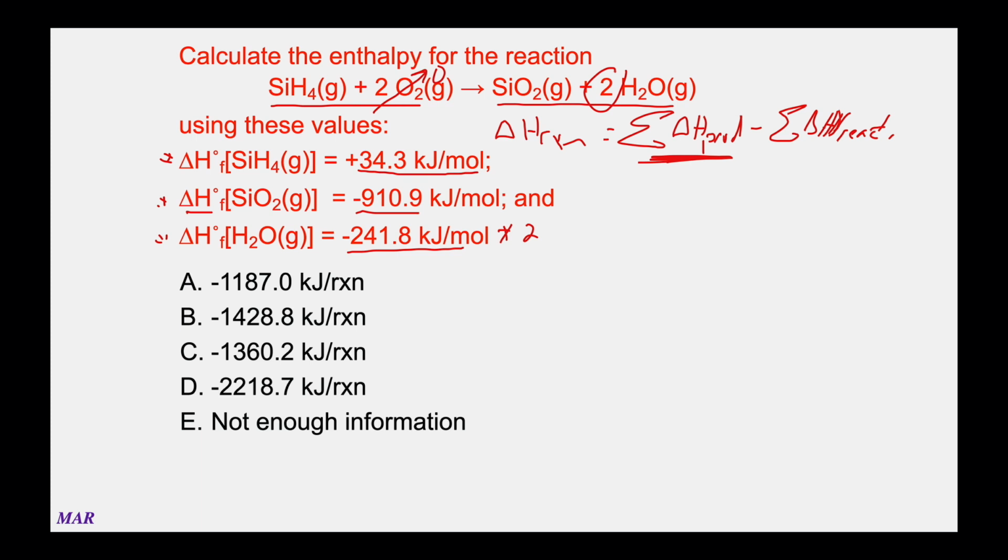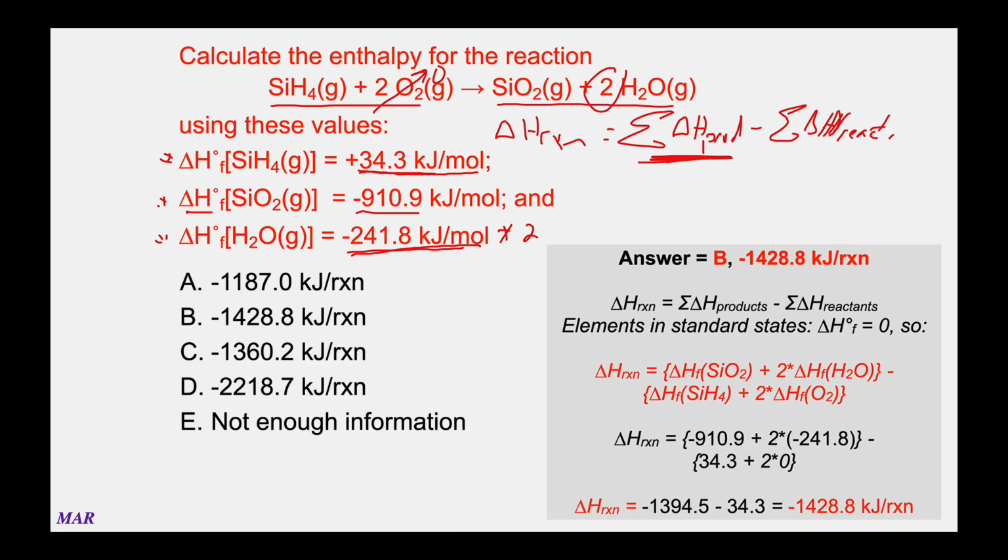So to figure this out, you take products minus reactants. You take the SiO2, negative 910.9, plus 2 times negative 241.8, and those terms would be the delta H products. Then you subtract the only delta H of reactants that's needed, so minus 34.3. If you put that in your calculator, it comes out to be negative 1,428.8 kilojoules per mole. And again, you can see here, here's the delta H of products minus the delta H of reactants. The O2 was 0, so we don't have to worry about that.